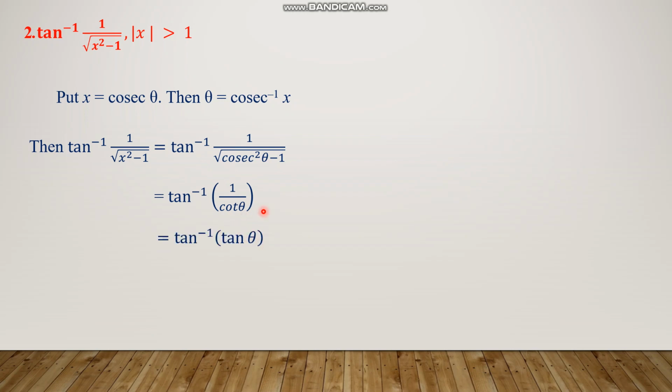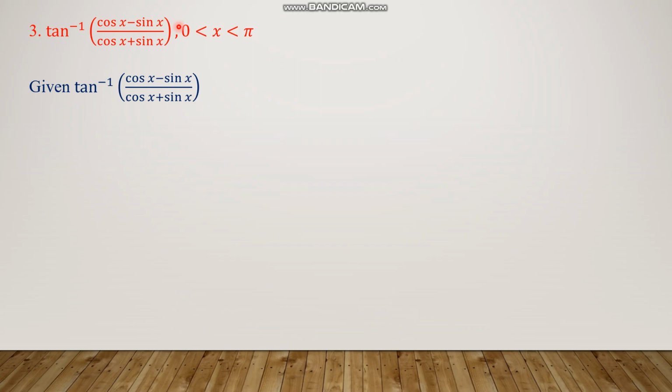And we know 1 by cot is nothing but tan, and tan inverse of tan theta is nothing but theta, and theta is cosec inverse x. But when you look at the answer, we may have two options, either cosec inverse x or pi by 2 minus secant inverse x. As you know, cosec inverse x is also equal to pi by 2 minus secant inverse x, because cosec inverse x plus secant inverse x is equal to pi by 2. We have proved this in the last video. Next problem.